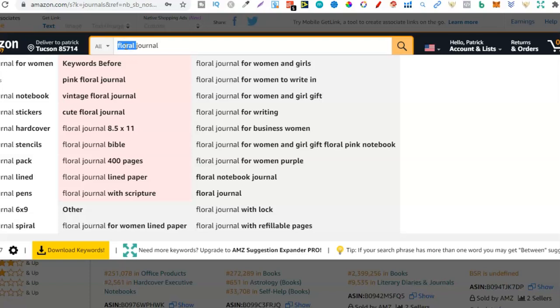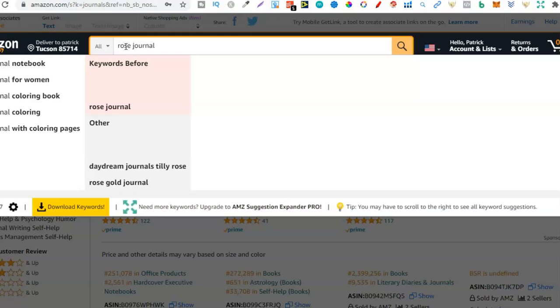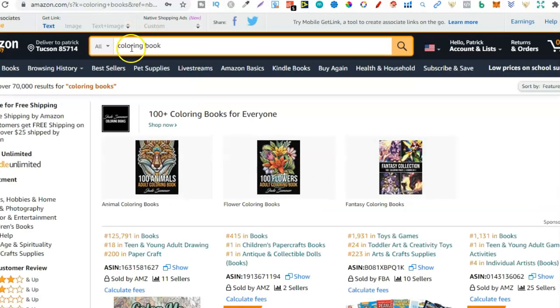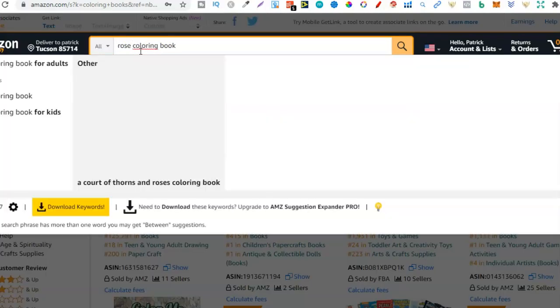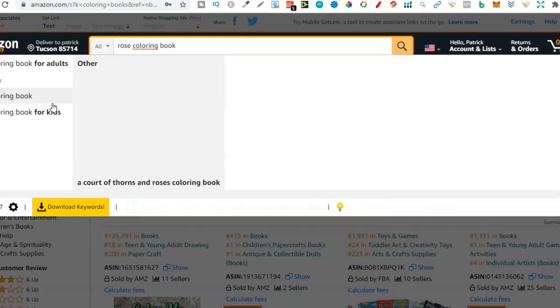Let's do another flower. So let's do rose. A rose journal. Not as many keywords, but we can see that people are still looking for this. Rose journal colouring book. So maybe if we go back, that's a colouring book which I would never have thought of. A rose colouring book. Look at that. So rose colouring book for adults or rose colouring books for kids. Now I could go through, check the SPT score, see the competition, and see if it's worth me publishing a book in that niche. But this is how I do it.